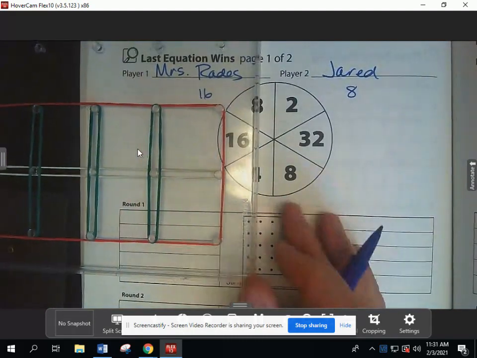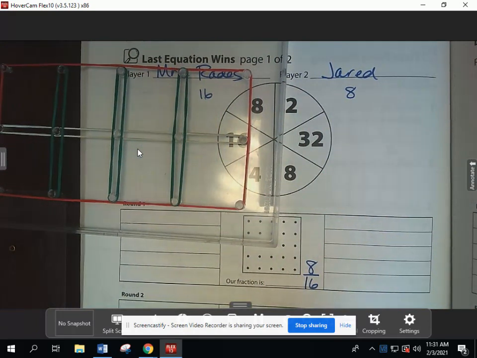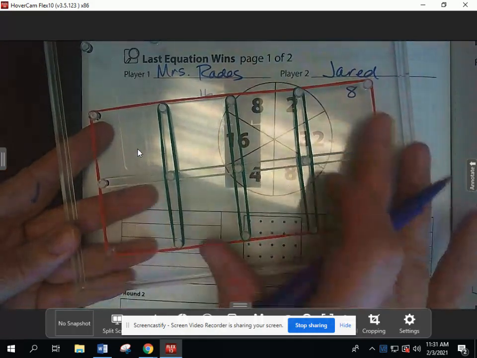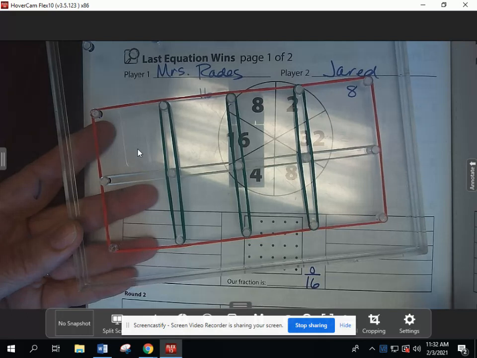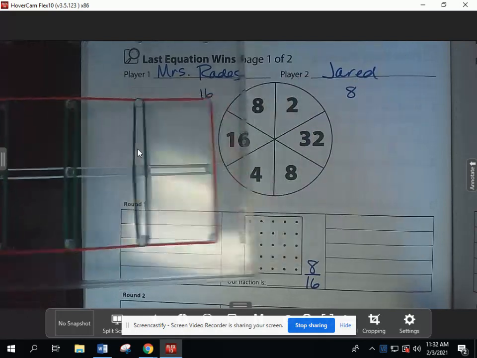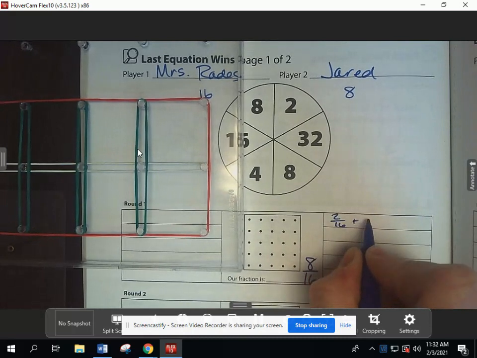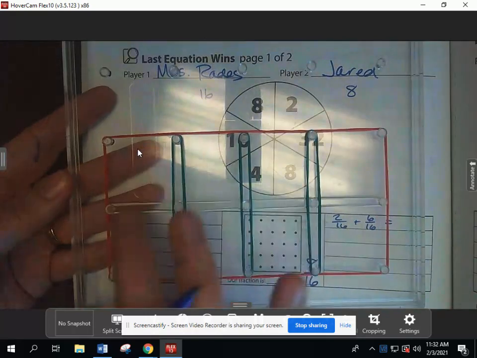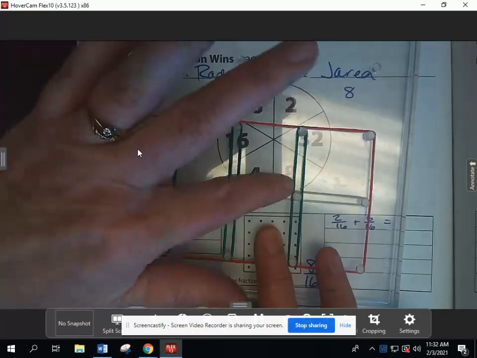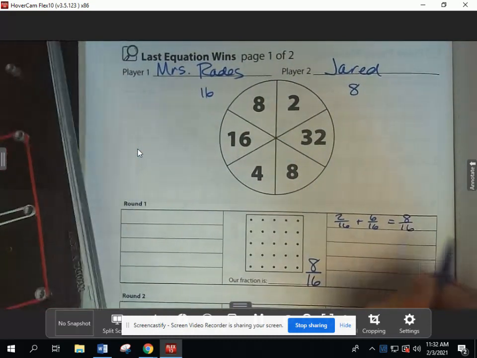Who can come up with an equation to equal 8/16? Using just random numbers? You have to use something that can work on here. You could do 2/16 plus 6/16 equal, let's make certain. 1, 2, 3, 4, 5, 6. Okay, so here's 6/16 plus 2/16 equals 8/16.